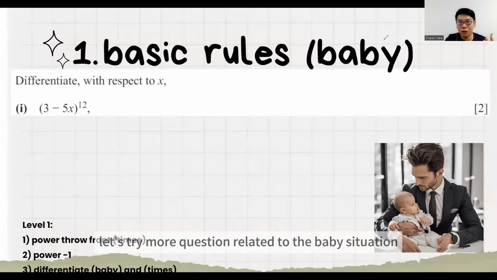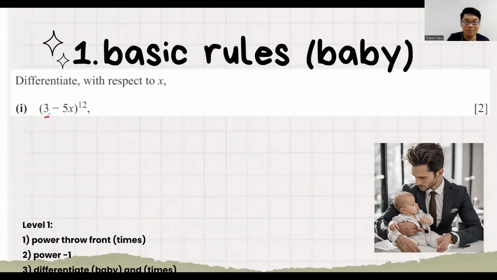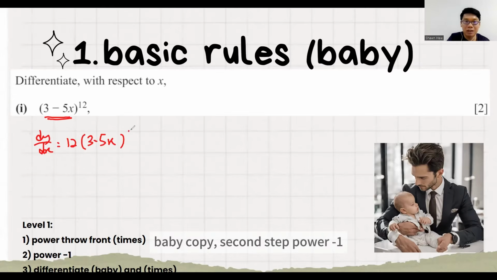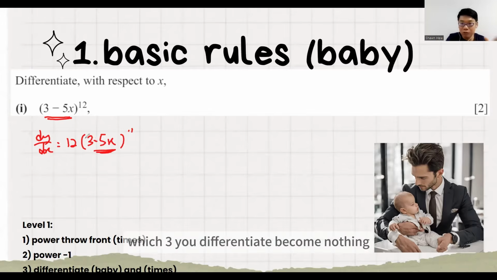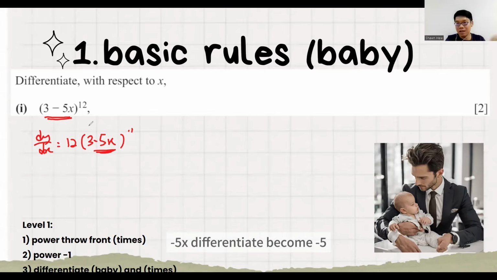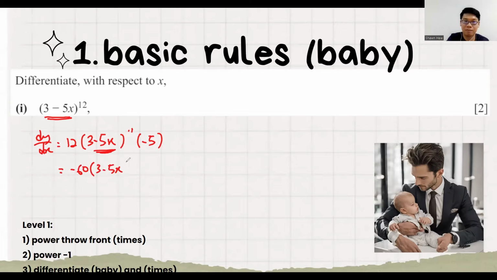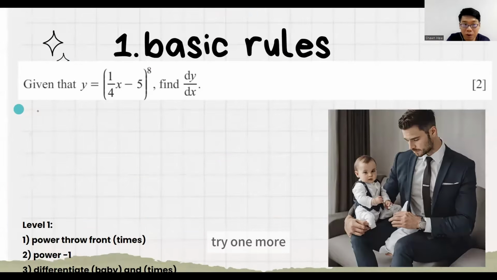Let's try more questions related to the baby situation. So dy/dx, first step, power throw front, baby copy. Second step, power minus 1. At last, you need to differentiate the baby, which is 3x, you differentiate and it becomes 3. Minus 5x differentiate becomes minus 5. Then the power 1 and power 1, we can join them together. So 2 marks. Try one more.